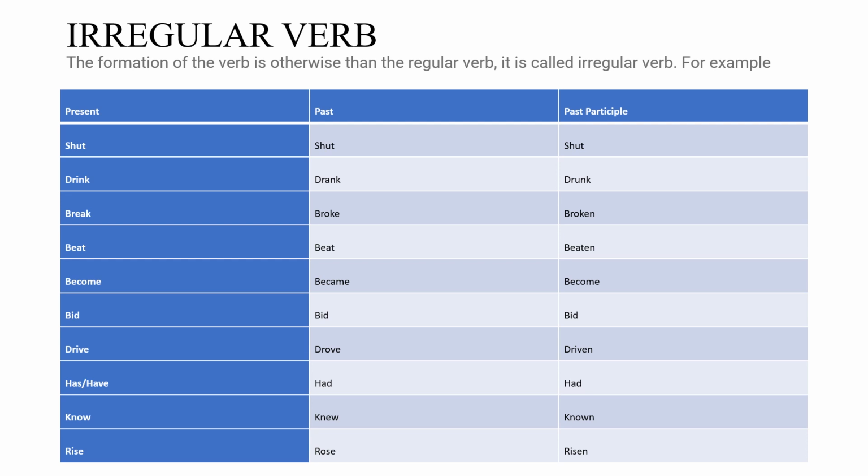For irregular verbs, the formation of the verb is otherwise than the regular verb, and it's called an irregular verb. So it means that the second and third forms of the verb would be different in irregular verbs. As you can see, they are not formed with the addition of d or ed, rather it is different. Shut, shut, shut, drink, drank, drunk, break, broke, broken, beat, beat, beaten. So there are some other examples from which you can easily identify that the second and third forms of the verb are not the same. Hence, they are all examples of irregular verbs.